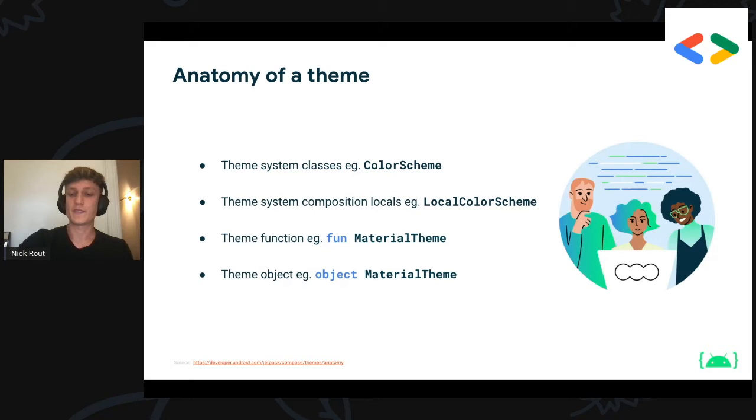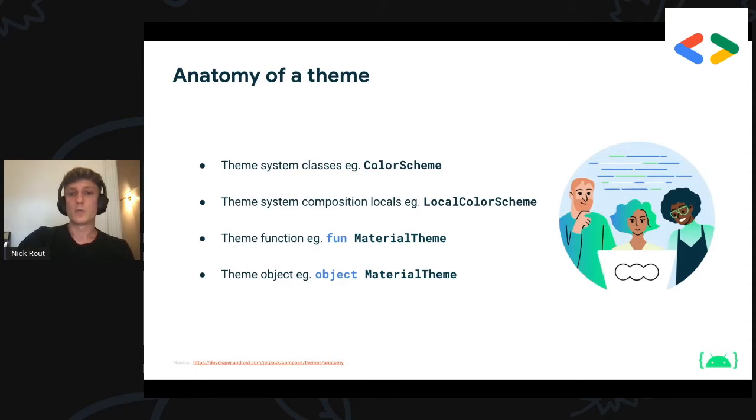So here we've got four things. We've effectively got theme system classes. An example from Material 3's theme is a color scheme, but then we have other things like typography, other things like shapes. These are just classes that model a subsystem of a design system. We've then got composition locals that are used to provide these systems to all parts of your Compose work. So in our case, an example would be local color scheme.